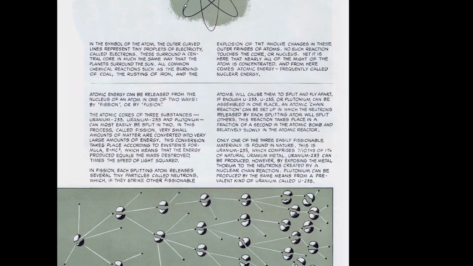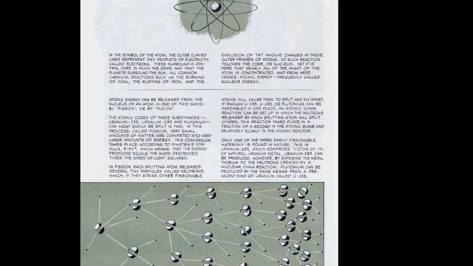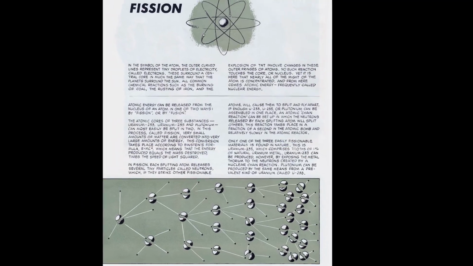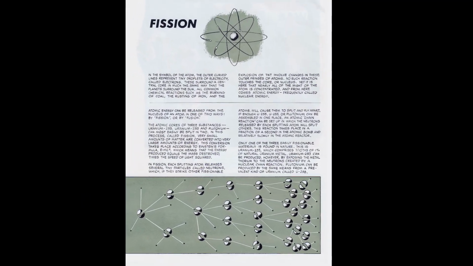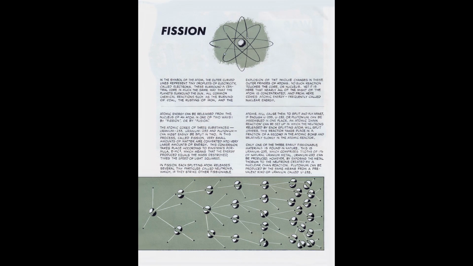This is uranium-235, which comprises 0.7% of natural uranium metal. Uranium-233 can be produced, however, by exposing the metal thorium to the neutrons created by a nuclear chain reaction. Plutonium can be produced by the same means from a prevalent kind of uranium called U-238.